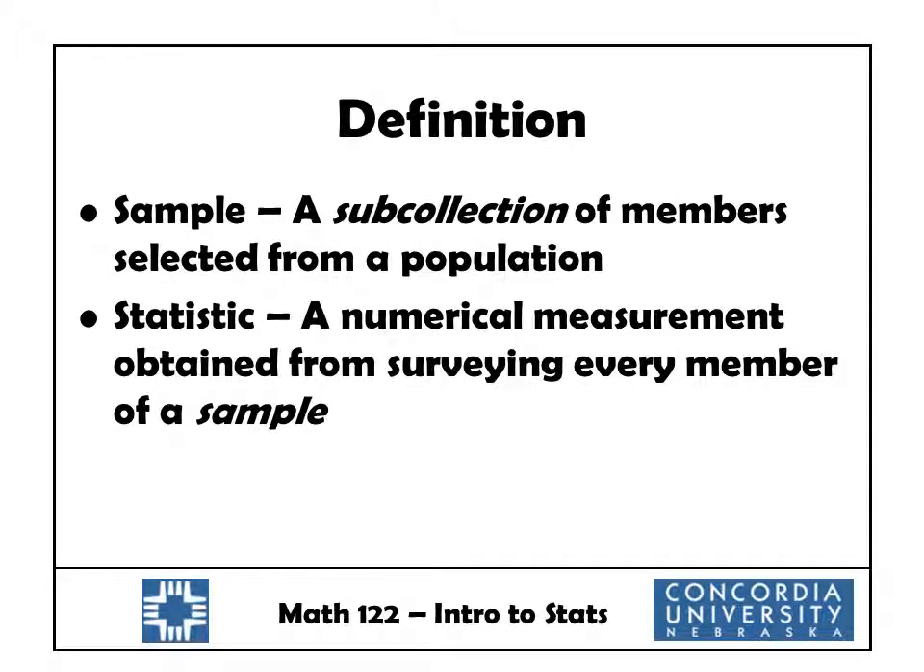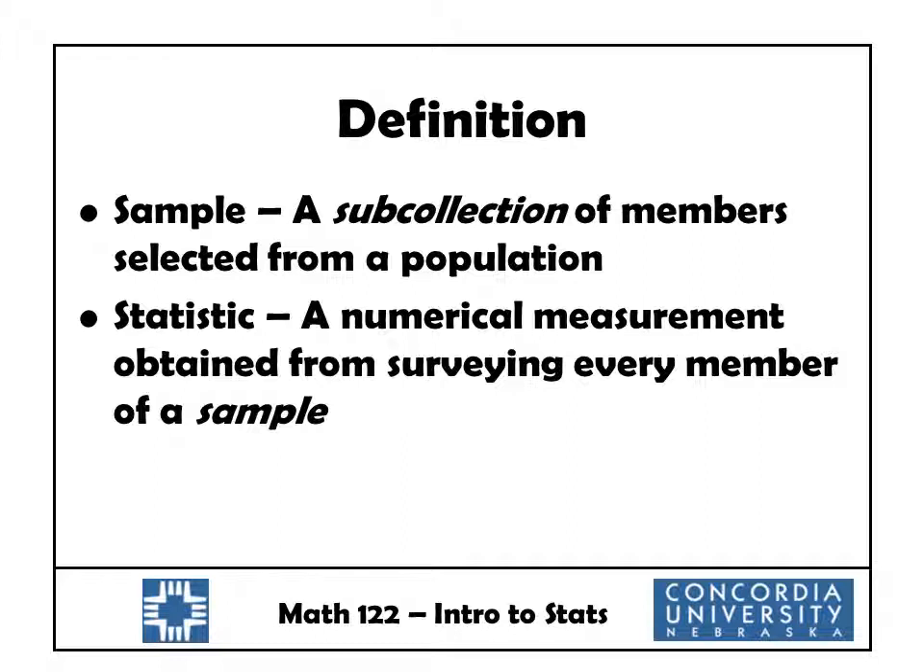Now a sample is a subcollection of members from a population. It's not the entire population. It's maybe only a few members or maybe several thousand members, but it's not the entire population. A statistic is a numerical measurement obtained from surveying every single member of a sample.